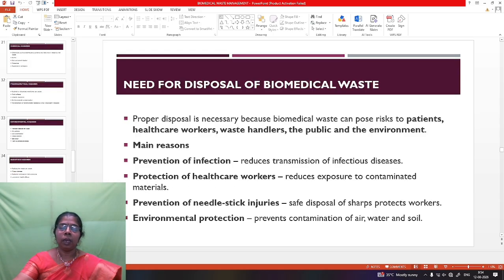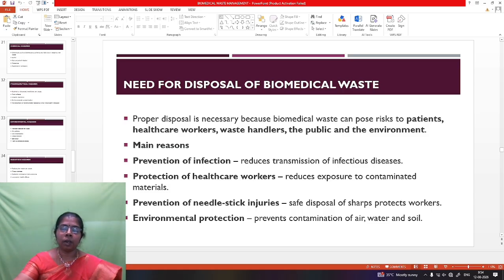And why do we need the disposal of biomedical waste? Proper disposal is necessary, because biomedical waste can pose risk to patients, healthcare workers, waste handlers, the public and the environment. So the main reason, the significant reason, is to prevent infection. How to prevent infection means to reduce transmission of infectious diseases.